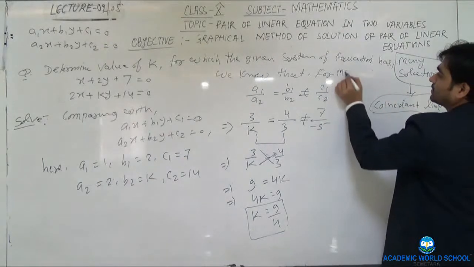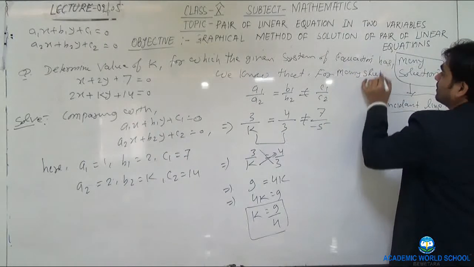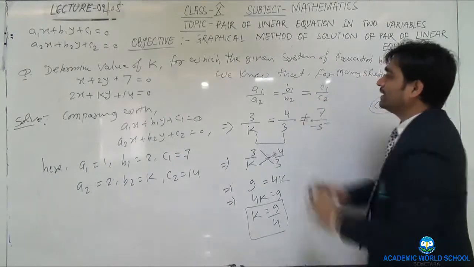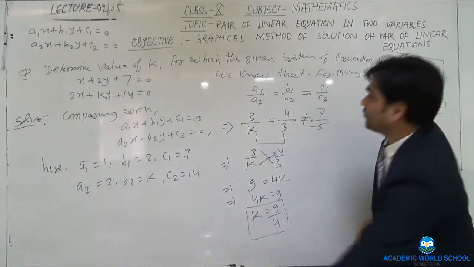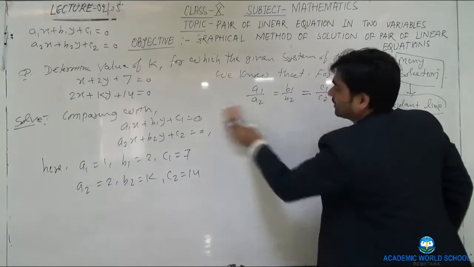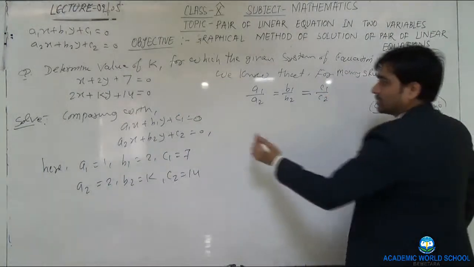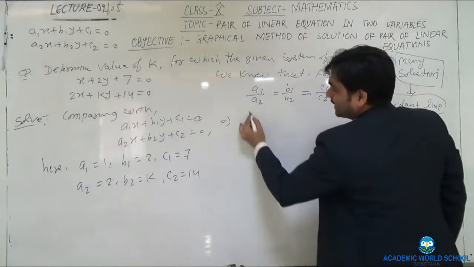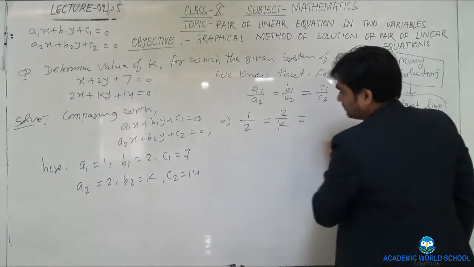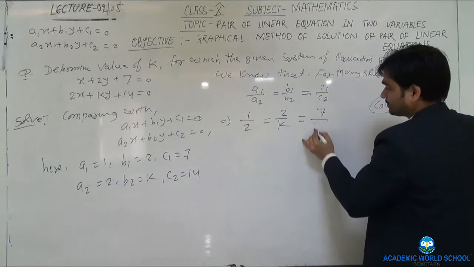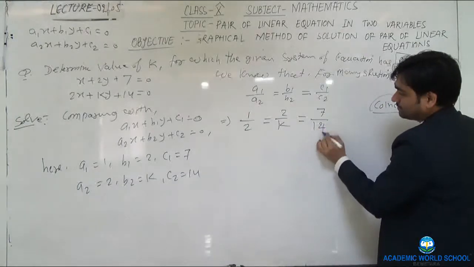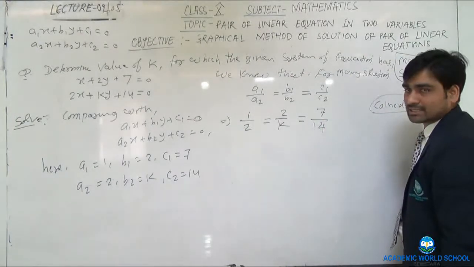Then again we know that for many solutions, what condition have we seen? A1 upon A2 is equal to B1 upon B2 is equal to C1 upon C2. That means all the ratios are equal. Correct? Now substitute the value. A1 upon A2, that means 1 upon 2, is equal to 2 upon K is equal to 7 upon 14. Now see 1 upon 2, and 7 upon 14 is also 1 upon 2.